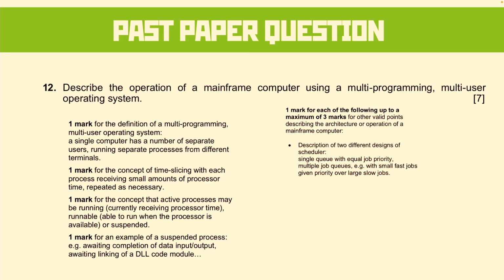Schedulers can help with this, because remember, it's trying to flip between different processes as quick as it can. You could have a single queue with equal job priority, or you could have a multi-job queue, so different jobs have different priorities. Small jobs get done quicker, large jobs get seen to slower. You might have polling, so check to see if the jobs are ready to go, or if they come back in the queue and kick them out if they're not.